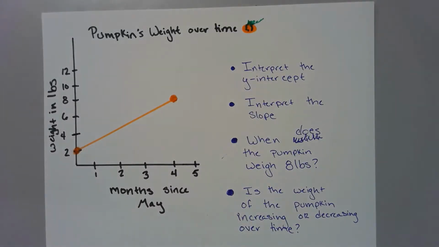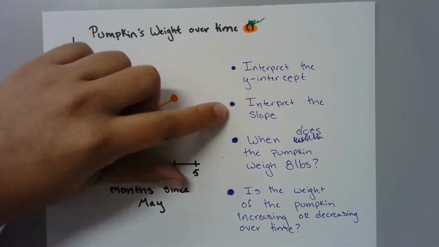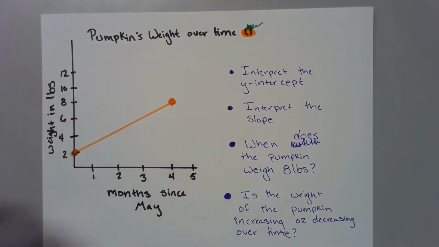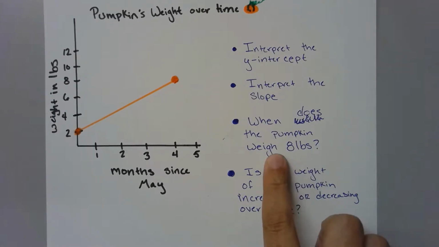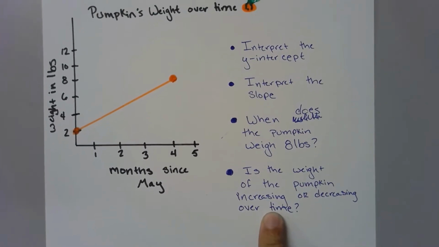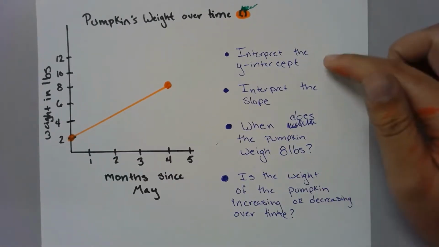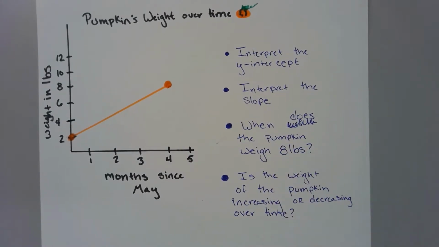Okay, so in part 1 of this video, we had talked about these two problems, how to interpret a y-intercept and how to interpret the slope on this graph. If you're still with me, then you're probably interested in the last two questions. When does the pumpkin weigh 8 pounds? And is the weight of the pumpkin increasing or decreasing over time? The great news is if you can interpret the y-intercept and you can interpret the slope, then these problems should not be too terrible because they use the same skills. They just kind of have you use the skills in a different order.